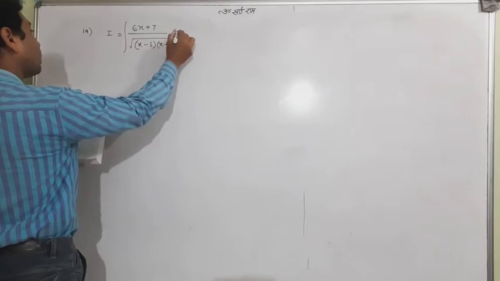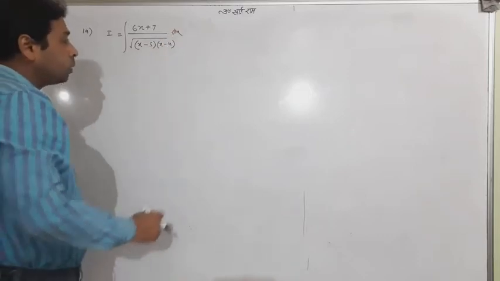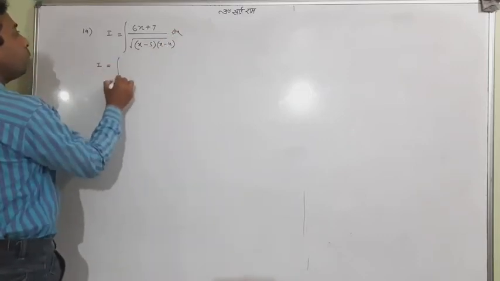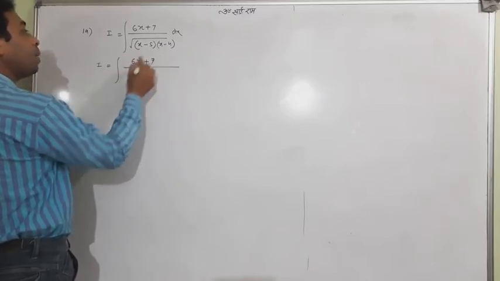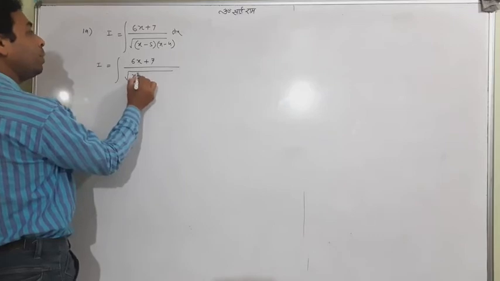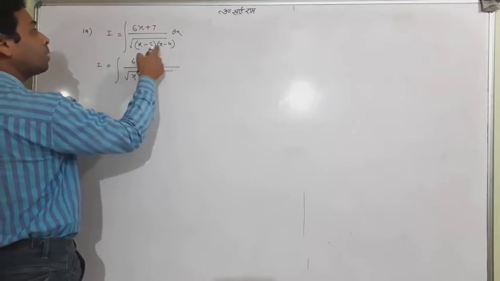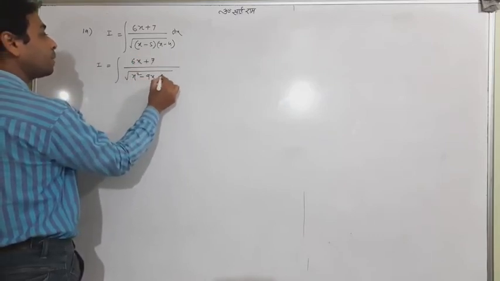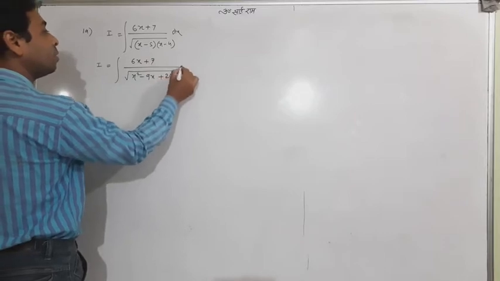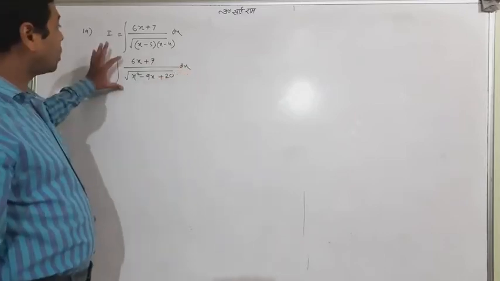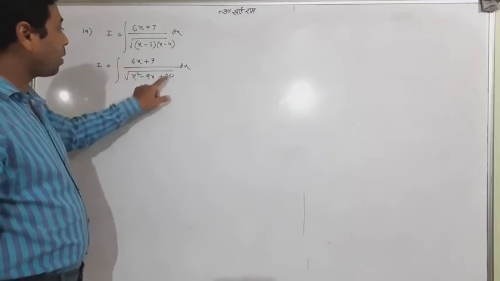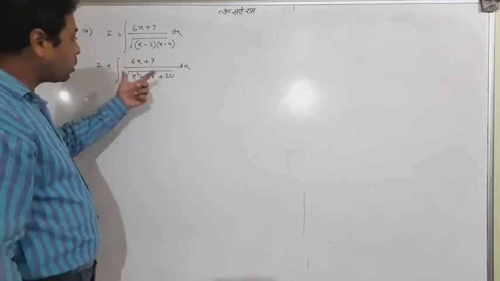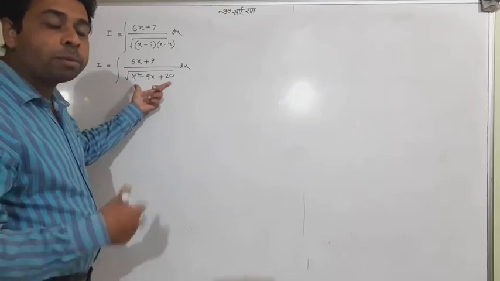You should not be surprised, students, because if you focus on the denominator and multiply these two, it will be x² − 5x − 4x + 20, that is x² − 9x + 20. So definitely this is a suitable question, a linear upon a square root of a quadratic one. So this portion may be with the square root, maybe without the square root.